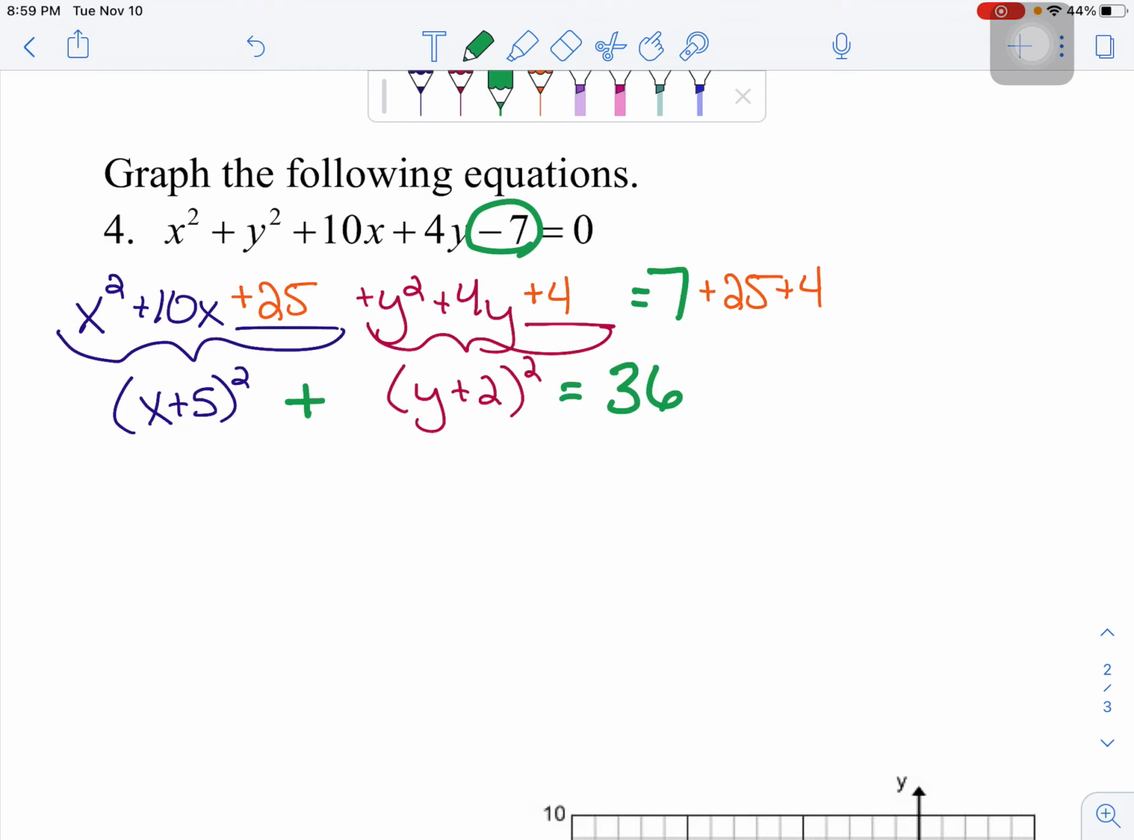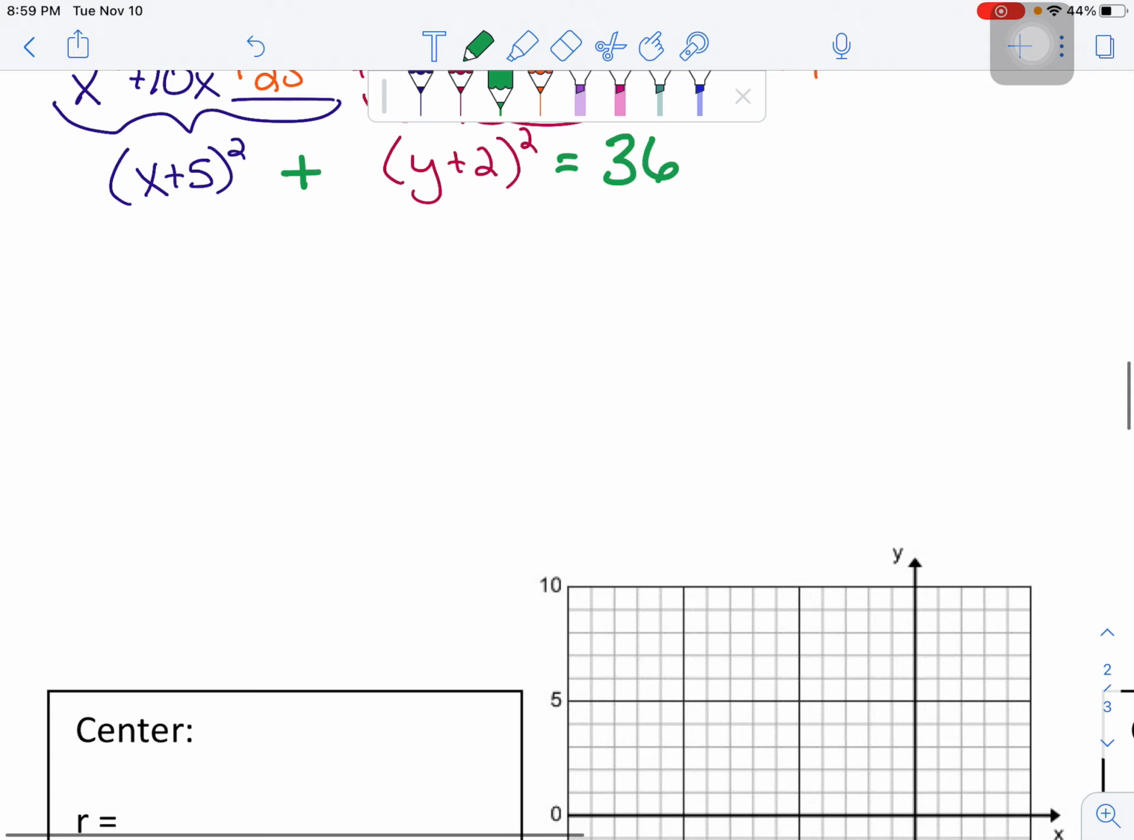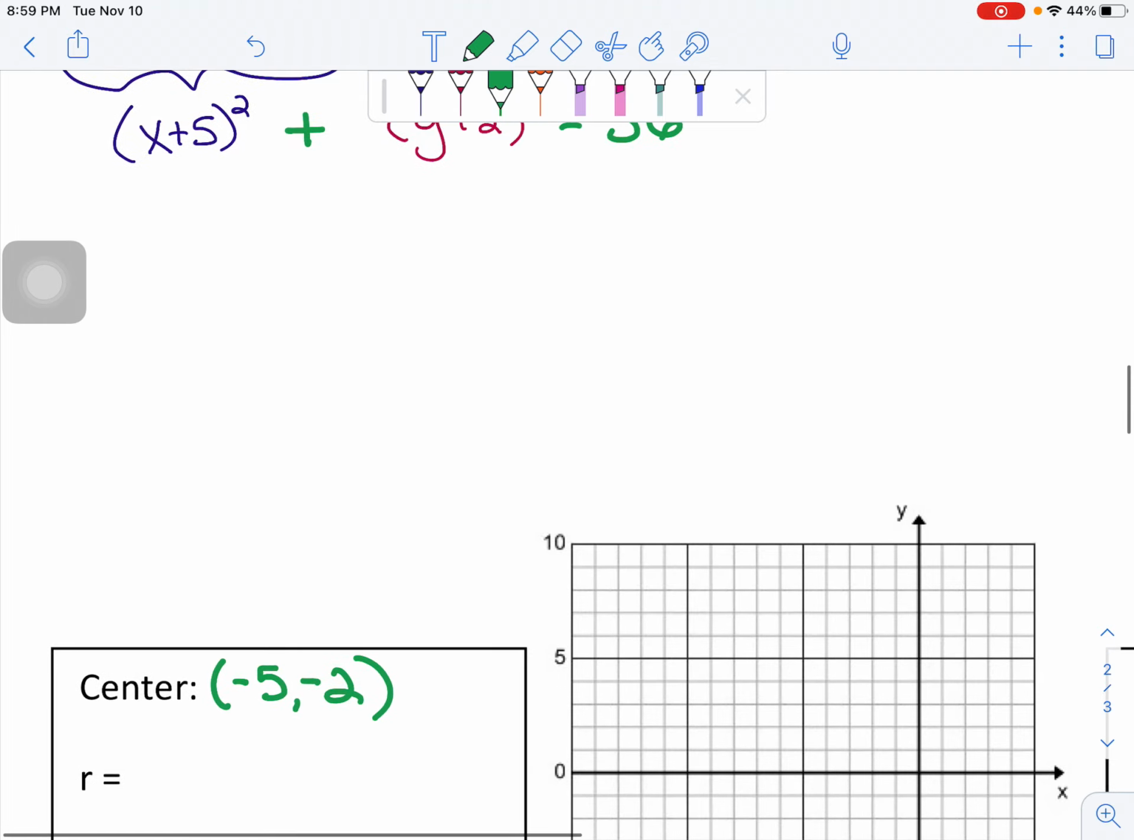So now that it's in the right format, we can just pull the center and the radius. So the center here is going to be -5, -2. Remember, it's what's attached to x, but the opposite sign, and what's attached to y, again, the opposite sign. And it's always in that order, right? X, Y, it's the same as an ordered pair. The equation is equal to 36, so that's r squared, which would make our radius equal to just 6.